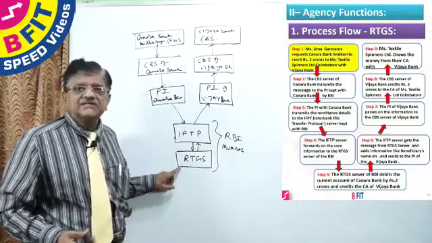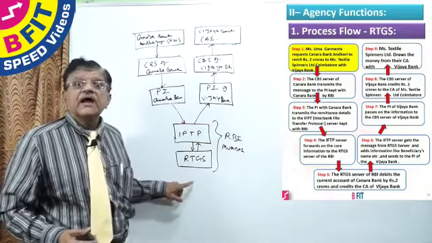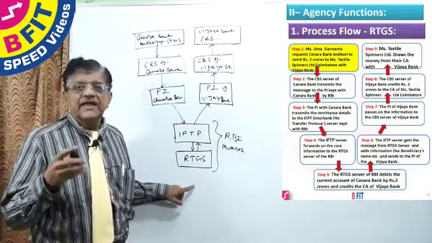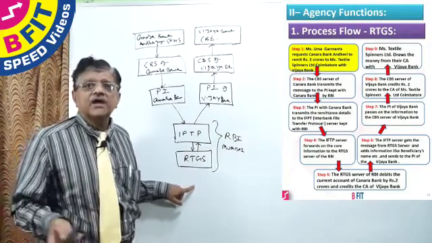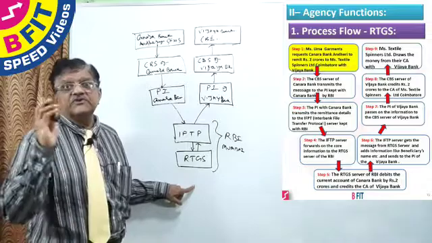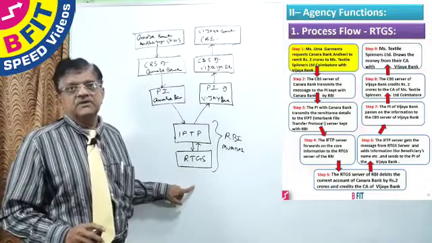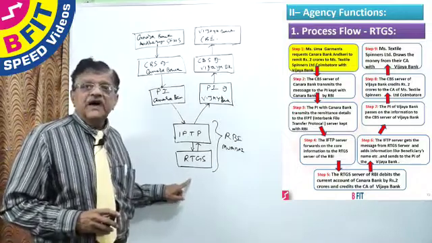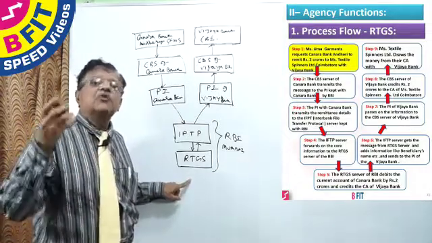This RTGS server is connected to the current account of all banks. Every bank has to open a current account called the RTGS current account, in which they have to keep sufficient money. Here Canara Bank is remitting 2 crores, so in the RTGS account they must have something more than 2 crores.